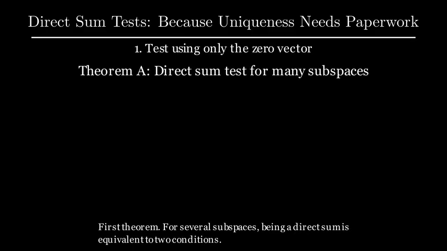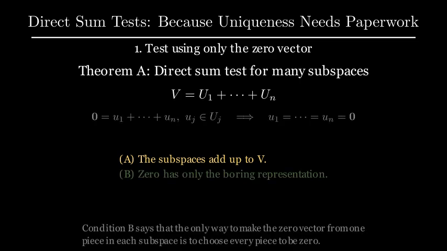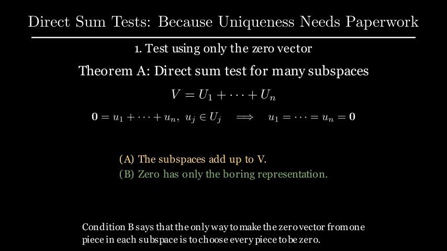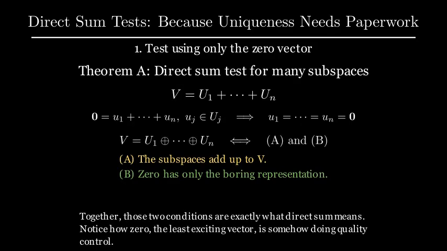void. First theorem. For several subspaces, being a direct sum is equivalent to two conditions. Condition A says the subspaces actually add up to the whole space V. Condition B says that the only way to make the zero vector from one piece in each subspace is to choose every piece to be zero. Together, those two conditions are exactly what direct sum means. Notice how 0, the least exciting vector, is somehow doing quality control.